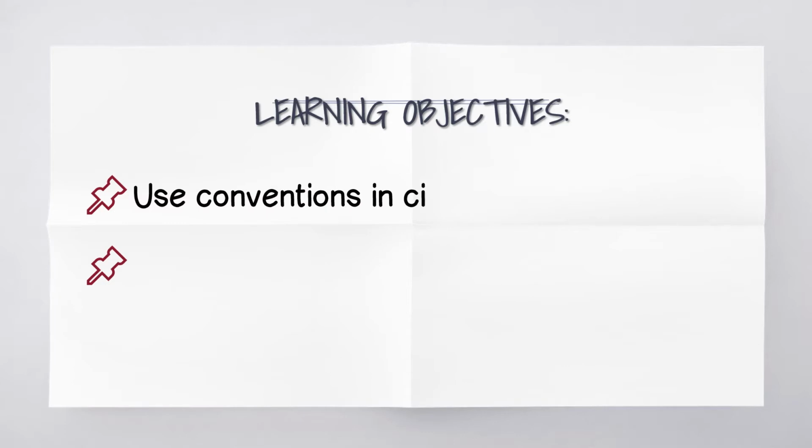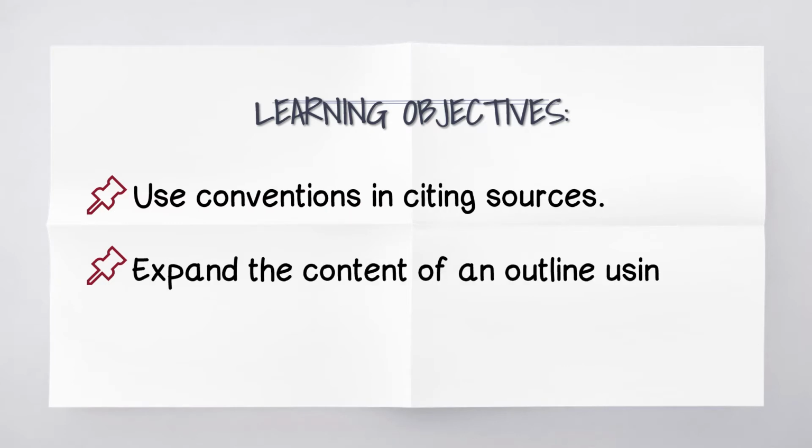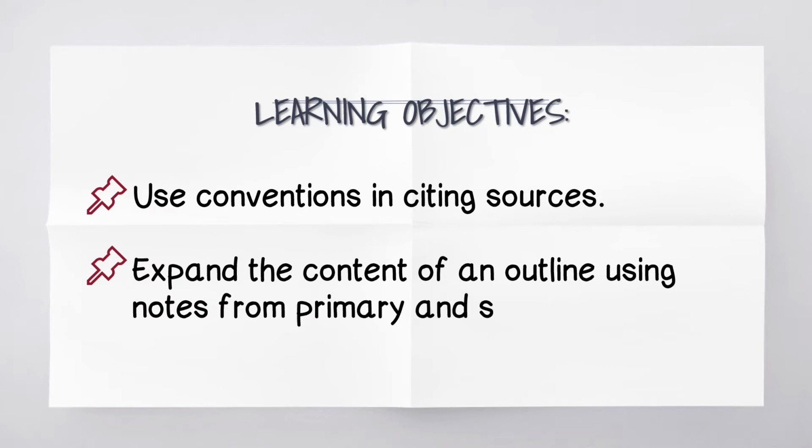By the end of our lesson, everybody is expected to learn the following objectives. Number one, use conventions in citing sources. Number two, expand the content of an outline using notes from primary and secondary sources.